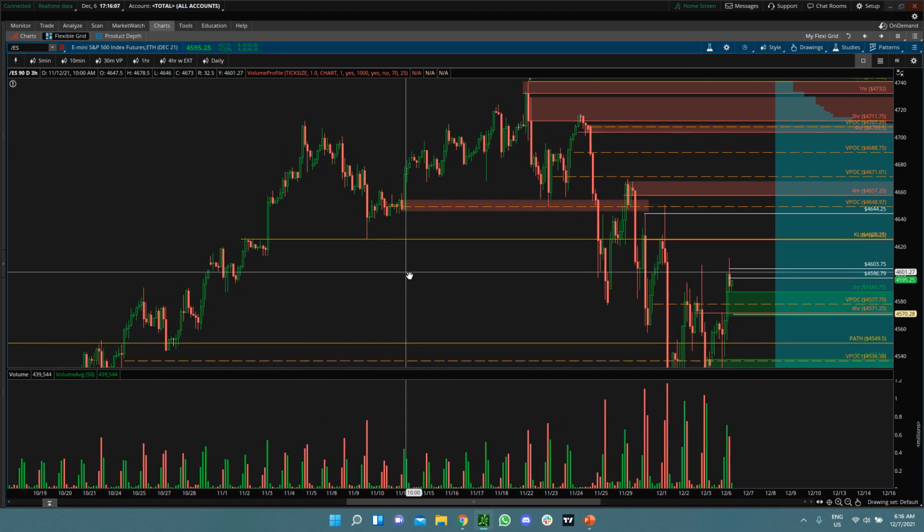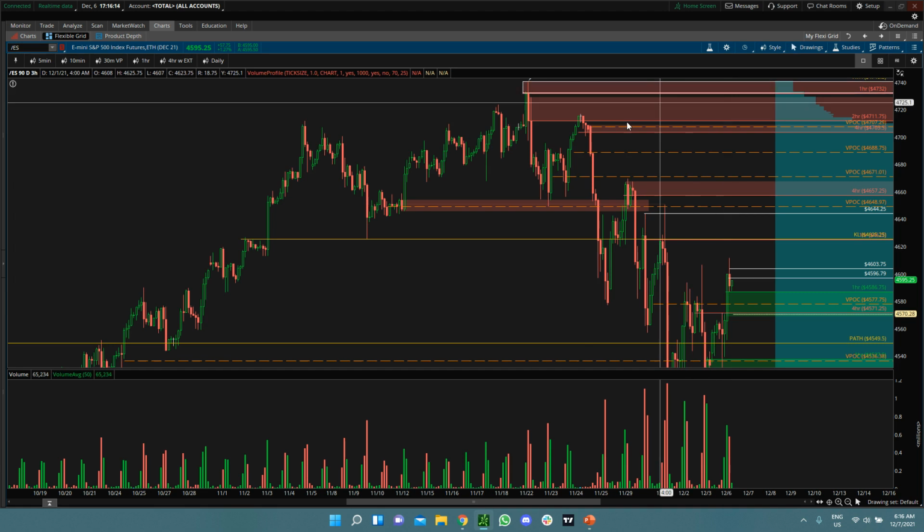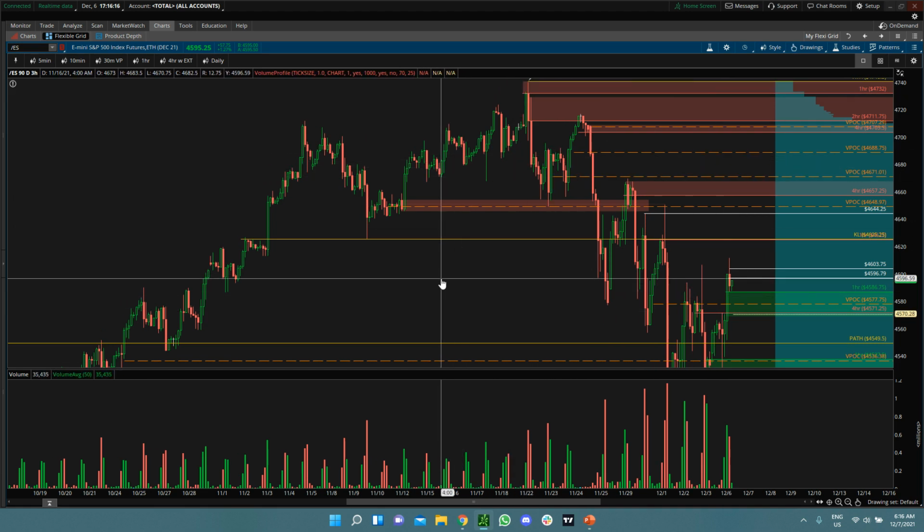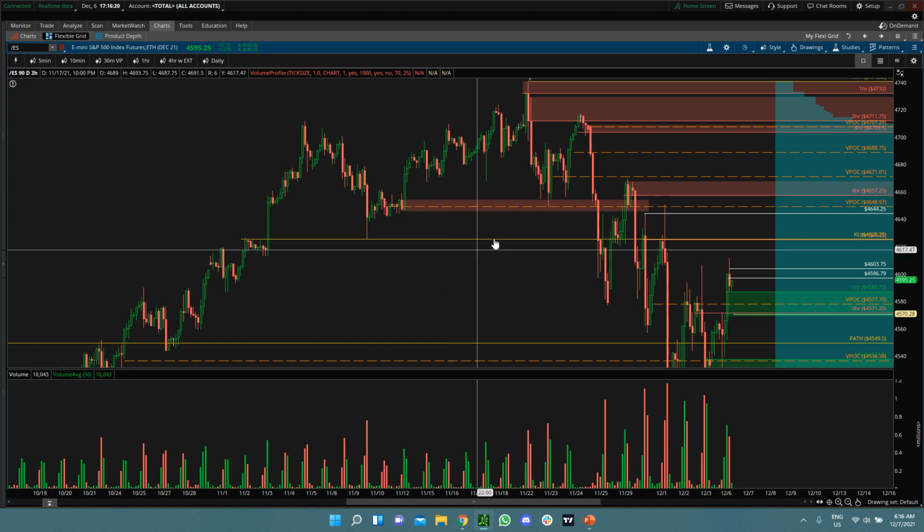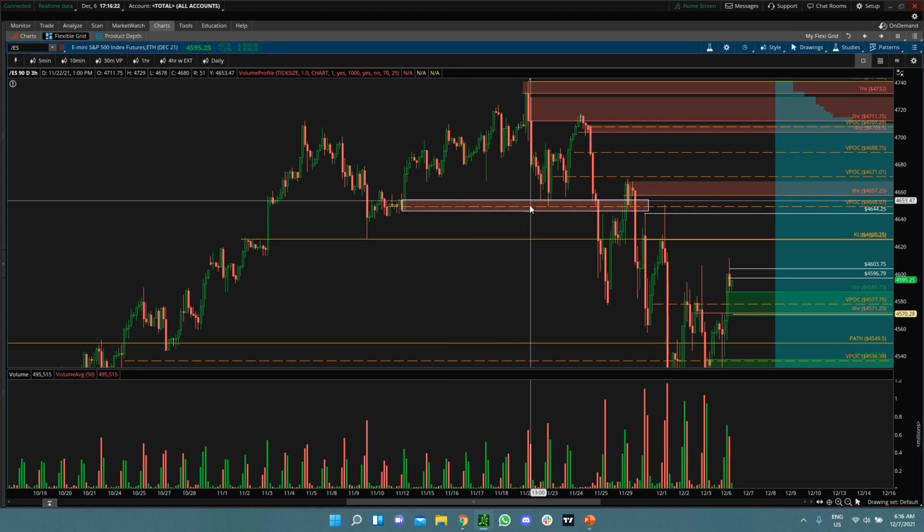But again, if you want to play flip zones, enter it on the first try, the first touch. If you see a wick touching the zone, then for sure enter it during intraday, but don't hold it for swing or whatsoever because these zones are unreliable.